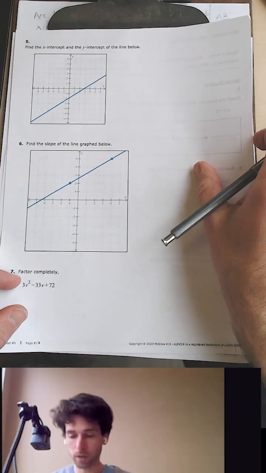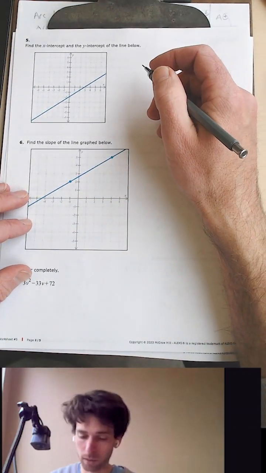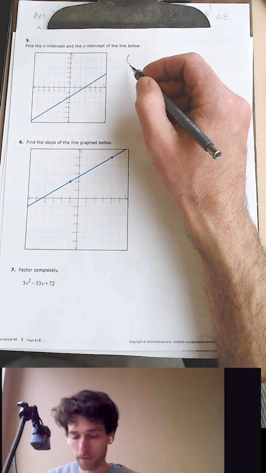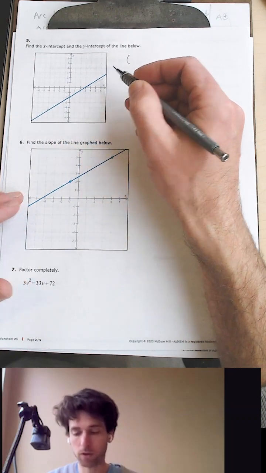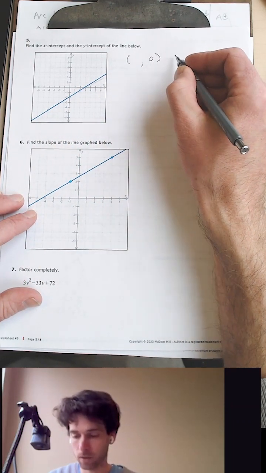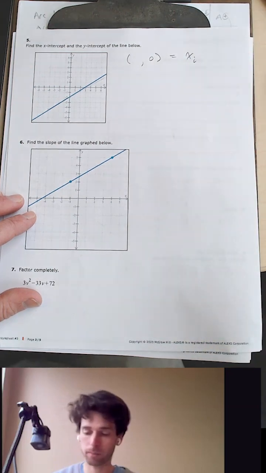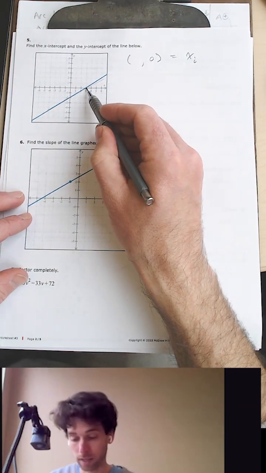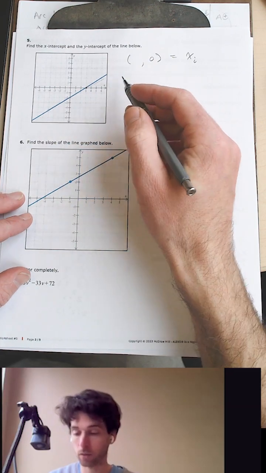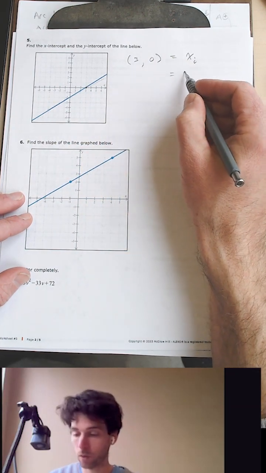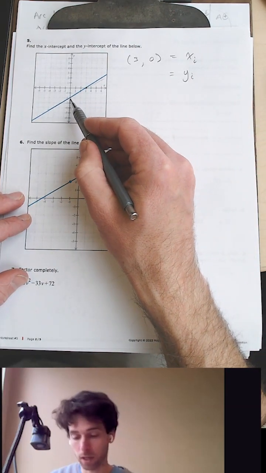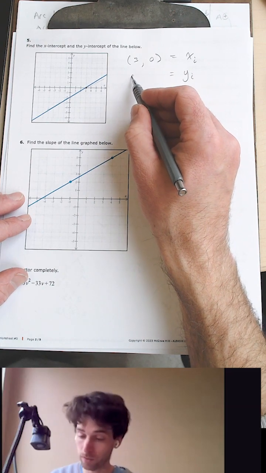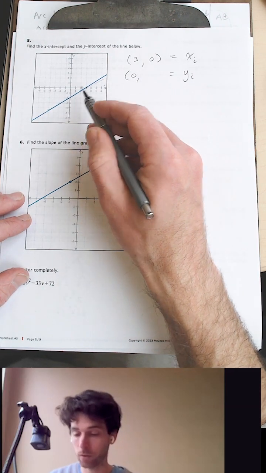So the next problem, we have x and y intercepts. So the x-intercept is when your y-coordinate is equal to 0. It's when the function crosses the x-axis. So this is equal to your x-intercept. So when does the function cross the x-axis? It's at 3 when y is equal to 0. Okay, and our y-intercept is when the function crosses the y-axis. So that's when x is equal to 0. So when x is equal to 0, y is equal to -2.